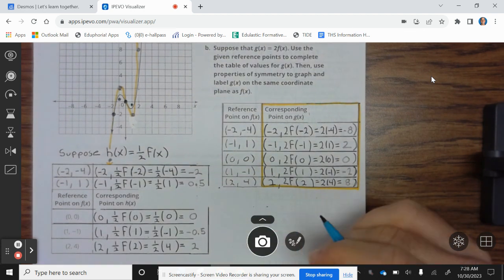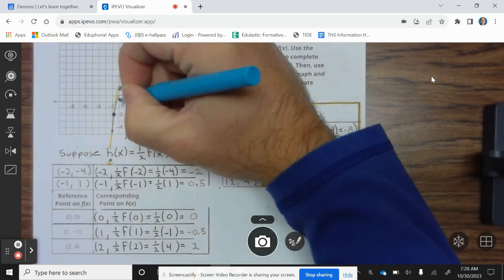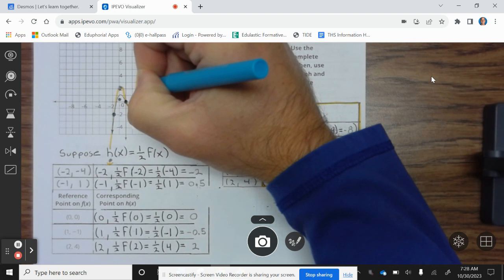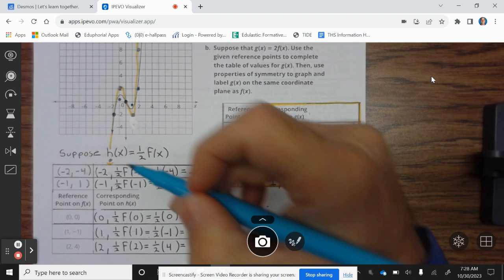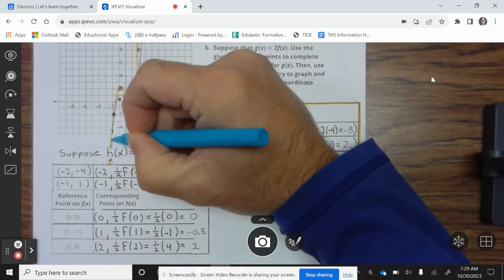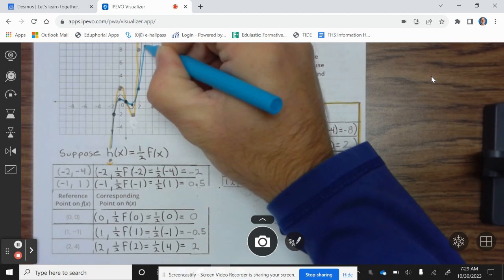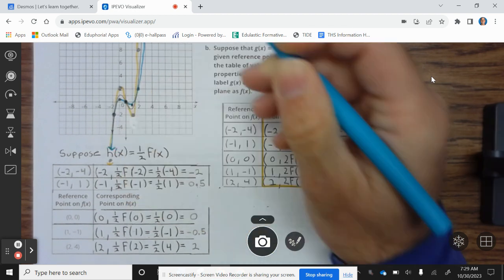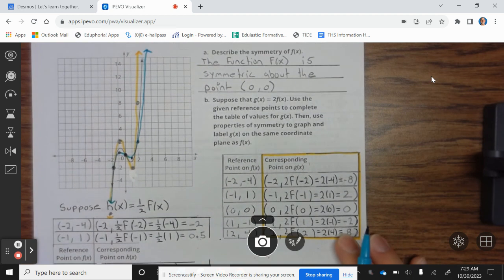I think I made a mistake. Let me double check. Negative 2, nope, we're good. Negative 1, 0.5 is good. 0, 0, 1, negative 0.5, 2, 2 is right here. Okay, so it's kind of following the same path a little bit. All right, there's your graph.